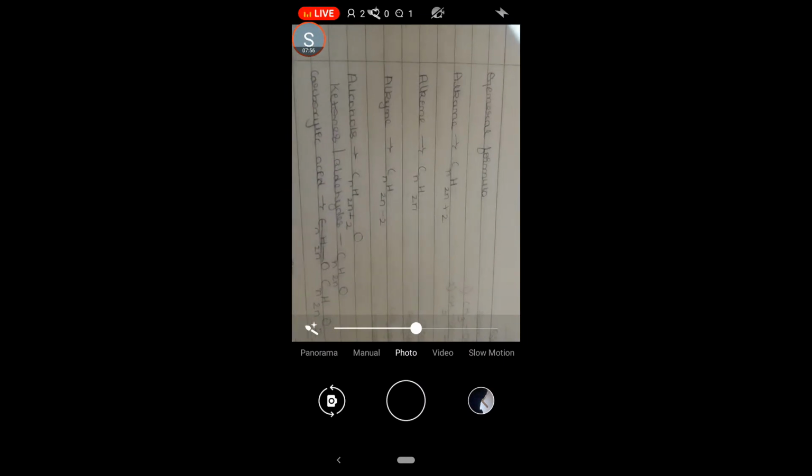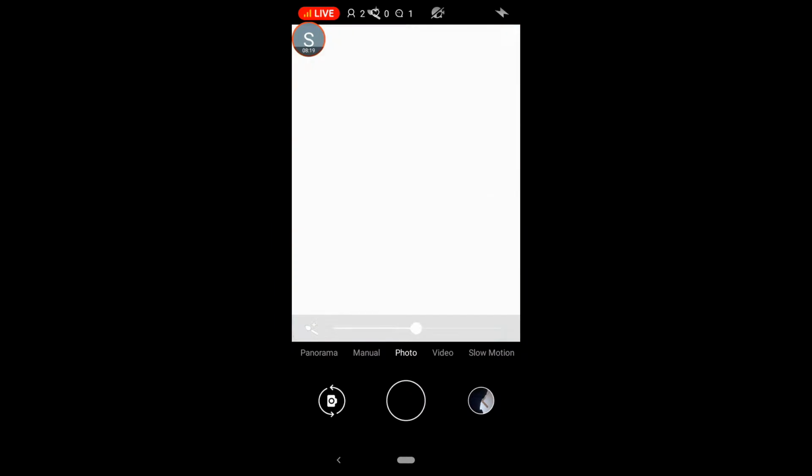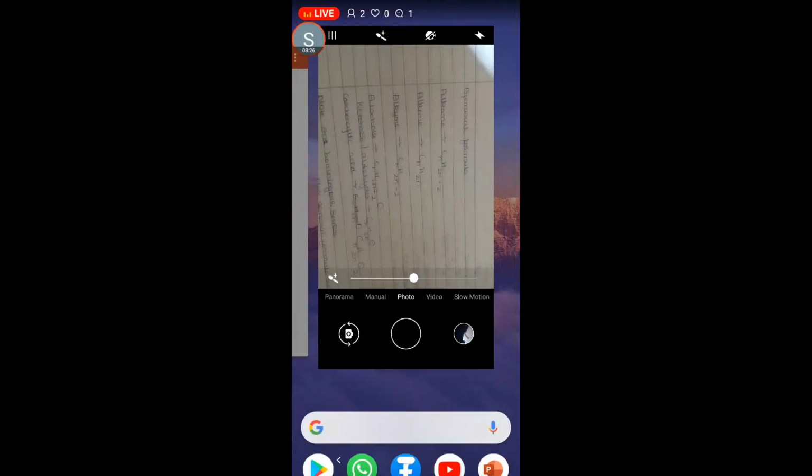Let's revise again. Alkane CnH2n+2. Alkene CnH2n. Alkyne CnH2n-2. Alcohol CnH2n+2O, ketones or aldehydes CnH2nO, carboxylic acid CnH2nO2. These are the important general formulas that you must remember. You can take a screenshot. I'll wait for another second. Okay, I think you have taken a screenshot. Now we'll move back to our board.